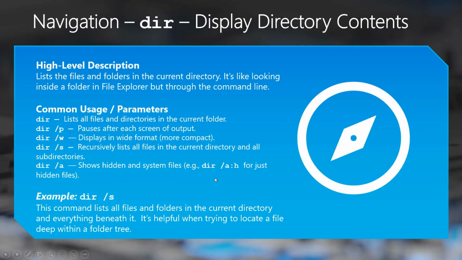If you type in dir /a:h for just hidden files, that is a level of command they may want you to validate that you know. You don't have to know all the switches, just a couple of highlights.